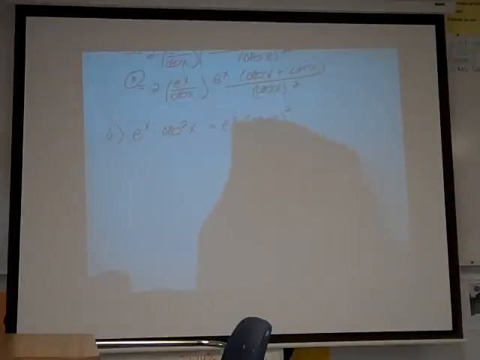Now let me see, what do we have? I see multiplication. We're going to need a product rule. I see cosine of x being raised to a power. We're going to have a quotient rule. Which one comes first? It's going to be the product rule.